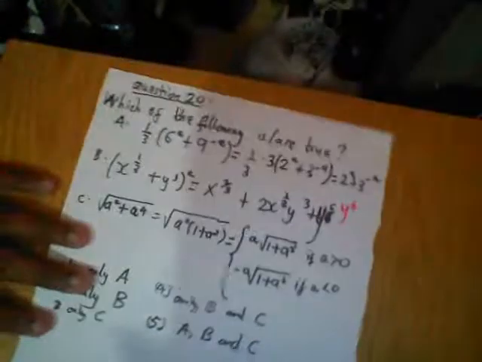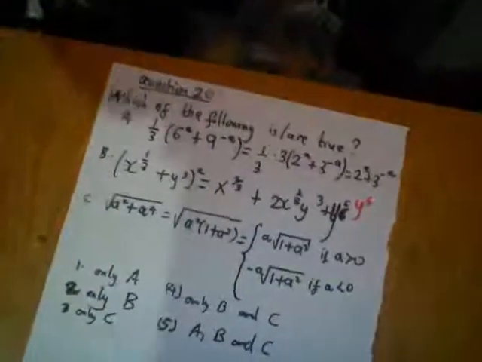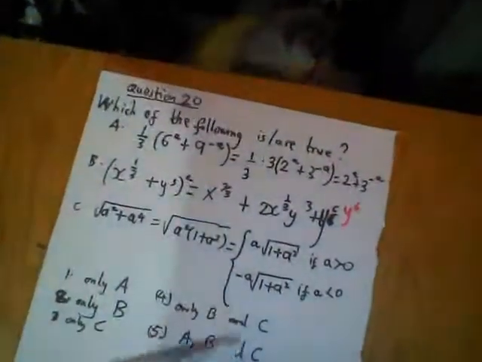Question 20 is easy, man. Same rules apply. Okay, let's go. Question 20. Which of the following are true? They give us this one right here, which is not true already. But they say these and these and these are true.